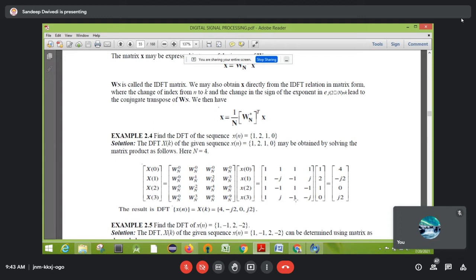Okay, so like that you can remember this matrix, or you can apply any other logic to remember this one, or you can do the calculation also.